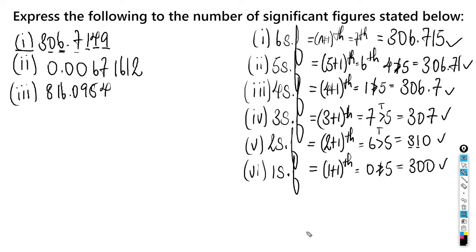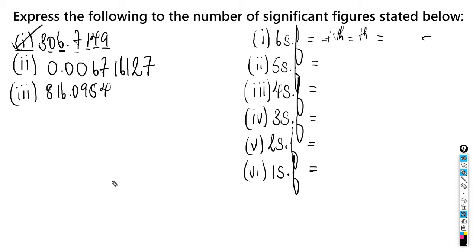So let's look at the next example. Awesome, guys. So let's look at the second example. We have 0.00671 6127, and there are actually 7 significant figures here. The zeros here don't represent a significant figure because remember, a number cannot start with 0 as its significant figure.